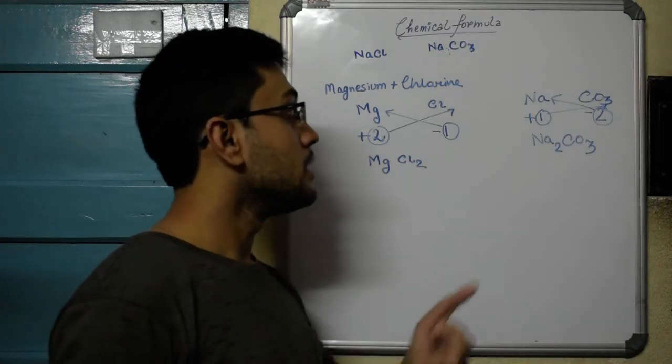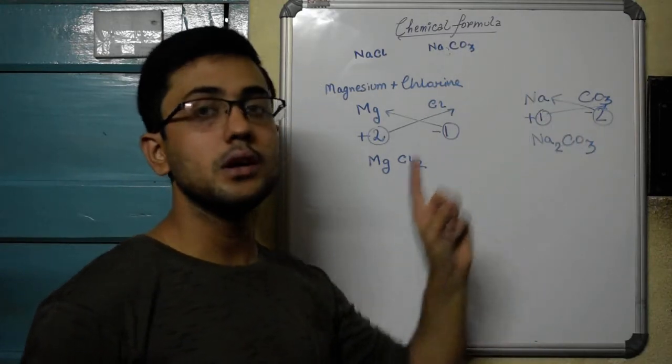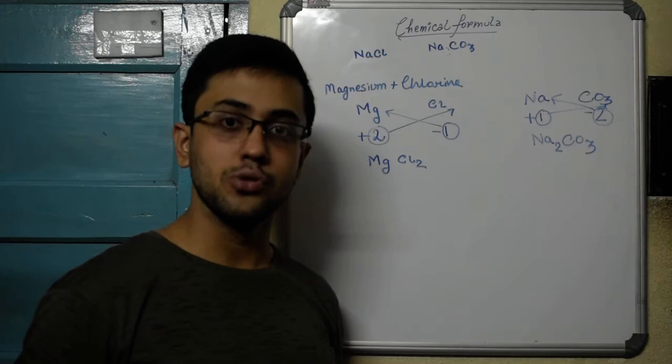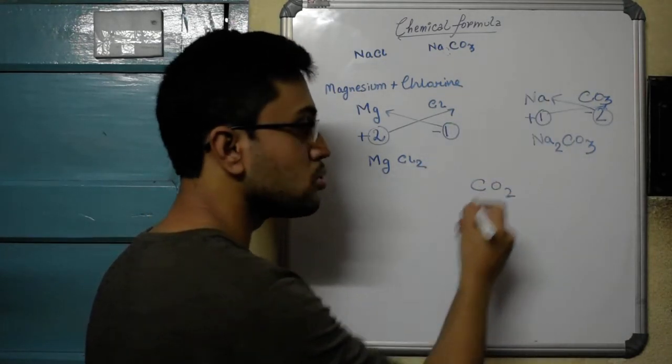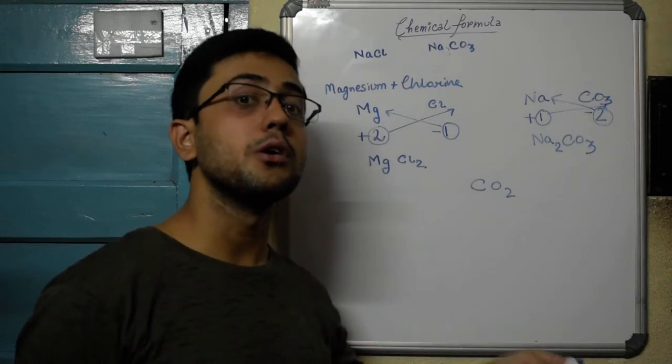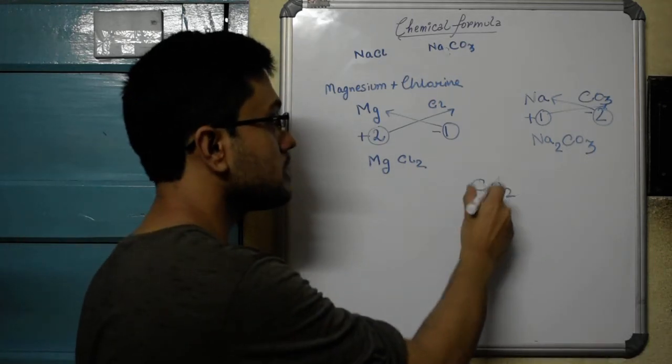One of them is that you should know properly the symbol of the corresponding ions. If, while writing the carbonate ion, you write it as CO2, that is wrong, because this is carbon dioxide. So you should know the symbols properly.